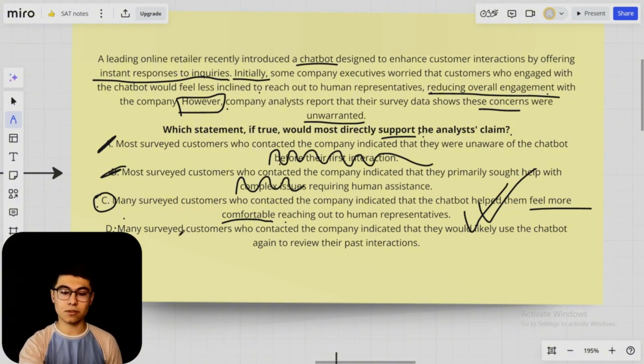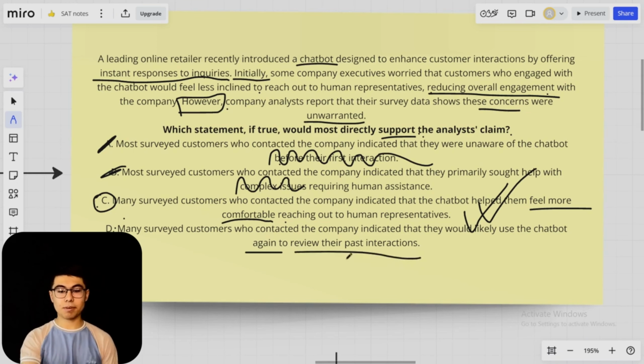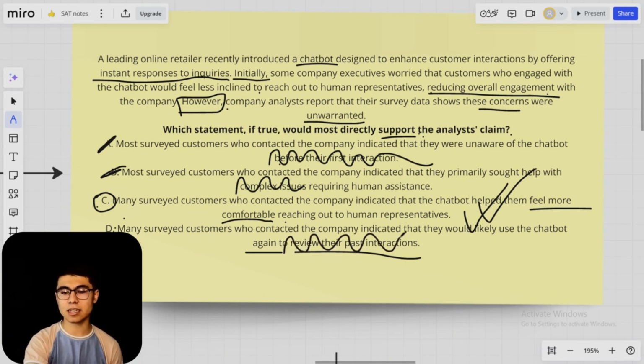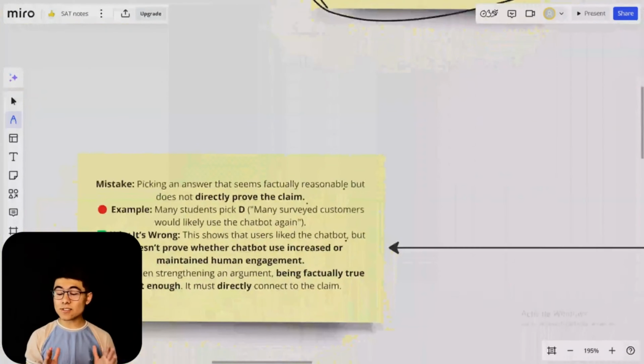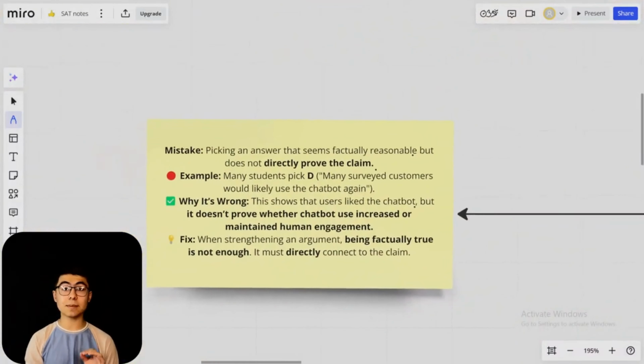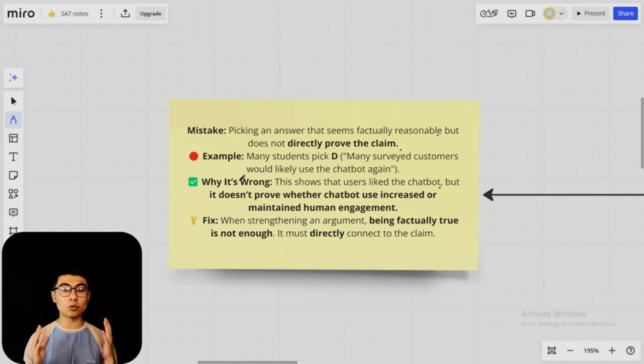Many surveyed customers who contacted the company indicated they would likely use the chatbot again to review their past interactions. The part that is a little bit off is reviewing their past interactions, and it's not related. That's why choice D is also wrong. And in this case, the mistake that a ton of students make is picking an answer that seems factually reasonable, but it doesn't directly prove the claim.